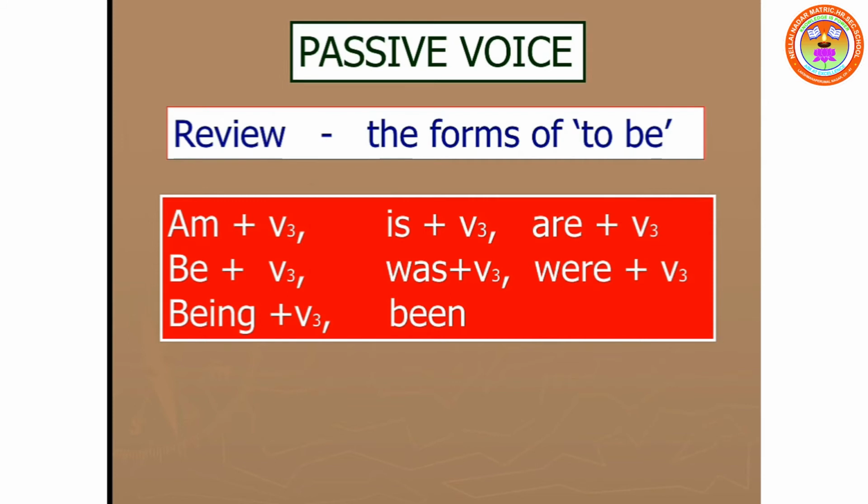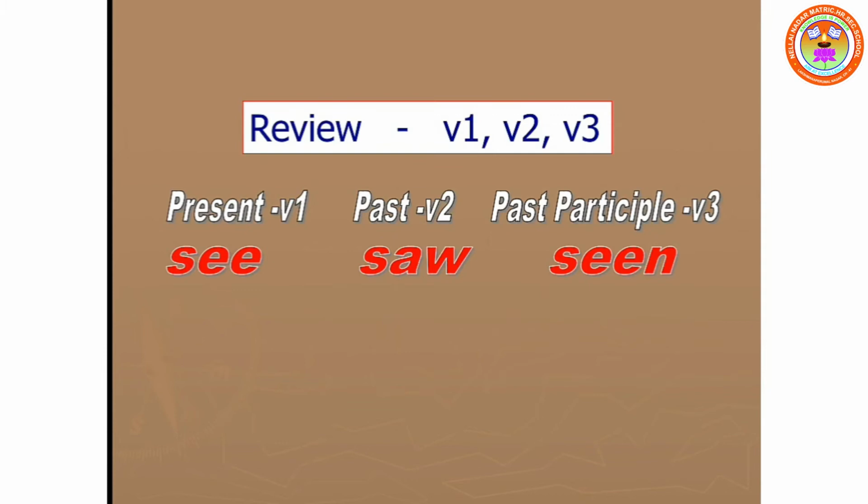Verb 1 is the verb which is in present form. Verb 2 is the verb which is in past form. Verb 3 is the verb which is in past participle. Example: see, verb 1, saw, verb 2, seen, verb 3. Dear children, verb 1 indicates the present form of the verb. Verb 2 or V2 indicates the past form of the verb. Verb 3 or V3 indicates the past participle of the verb form. Example, see, saw, seen.